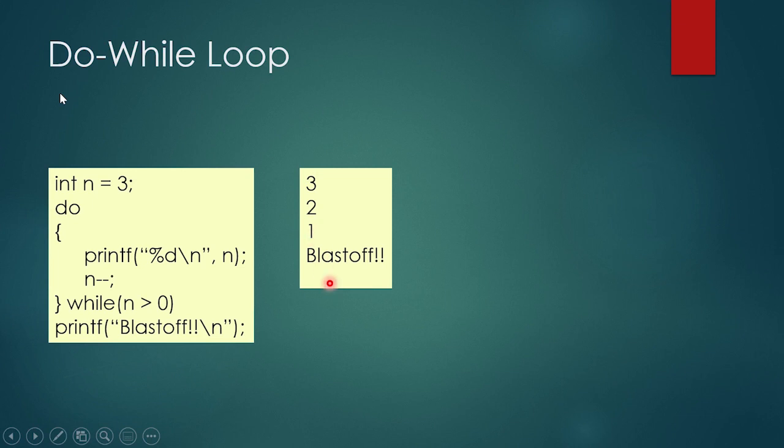The do while is very similar, except it does the test at the end. So we start at n of 3, and it says do printf n, then decrement n while n is greater than 0. So it comes in and it says n is 3, so it prints out 3. It decrements it and it becomes 2. 2 is greater than 0, so it prints out 2, decrements it, becomes 1. 1 is greater than 0, goes around, prints 1, decrements it, becomes 0. Now suddenly 0 is not greater than 0, so it exits the loop and prints out blast off.